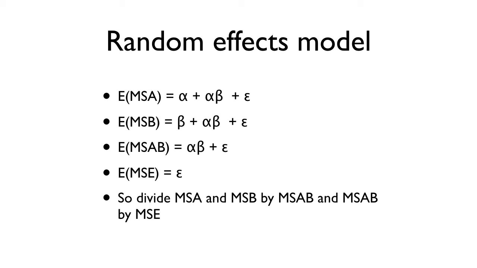So in this case, if we have randomly chosen our levels, we divide mean squared A by the interaction mean squared, mean squared B by the interaction mean squared, and AB by mean squared error. So the way we actually do the statistical test changes. Weird, right? But when you think about it, there's this extra bit of randomness that the math is taking into account to figure out these expected values. That's why the expected values change. It's crazy.